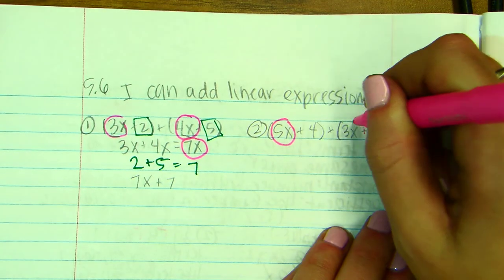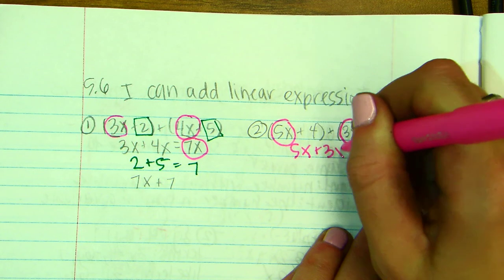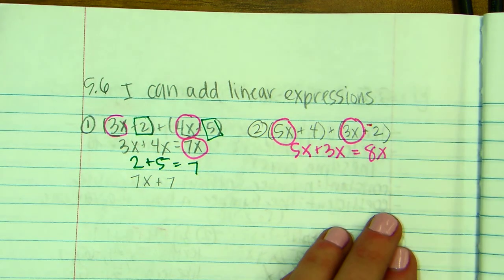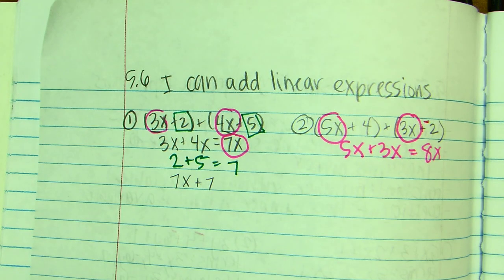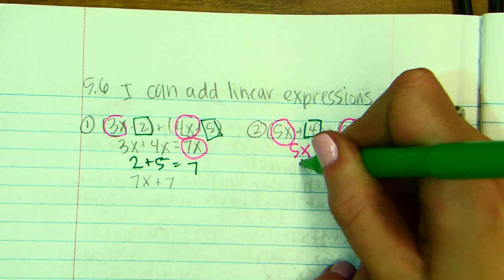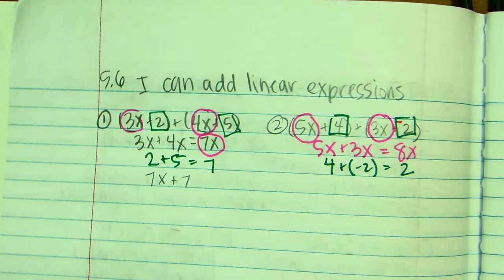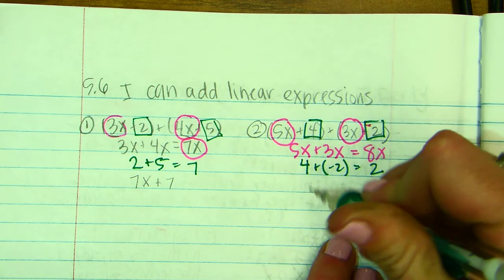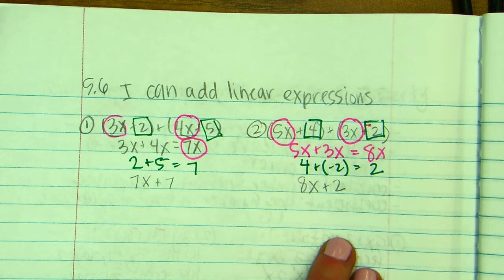So the 5x can be added with the 3x, so I have 5x plus 3x, which equals 8x. I just add the coefficients. And then with my constant terms, I have 4 plus negative 2, which is 2. So when I simplify this into one expression, I get 8x plus 2.